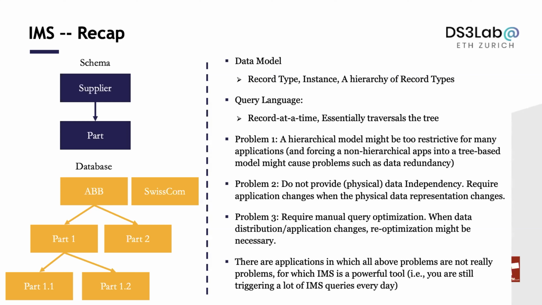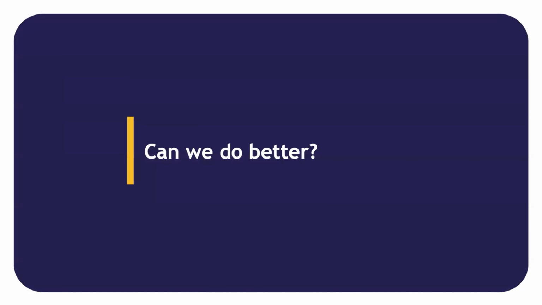And of course, there are applications in which all of the previous problems are not problems, okay? And that is why IMS is still being used today in many applications, okay? But for many applications, all of this will become a problem. And that's what people realized almost half a century ago, right? So the next question is actually, can we do better, right? Now we have the hierarchical model. Can we do better?